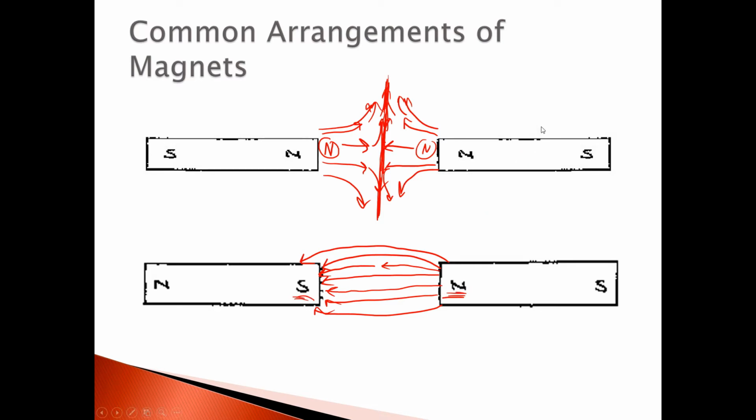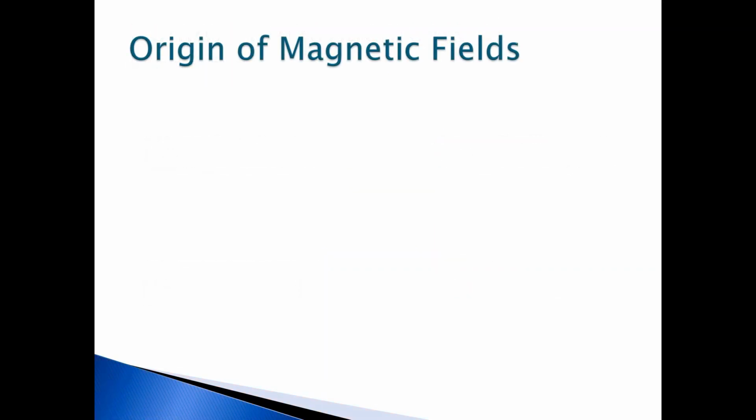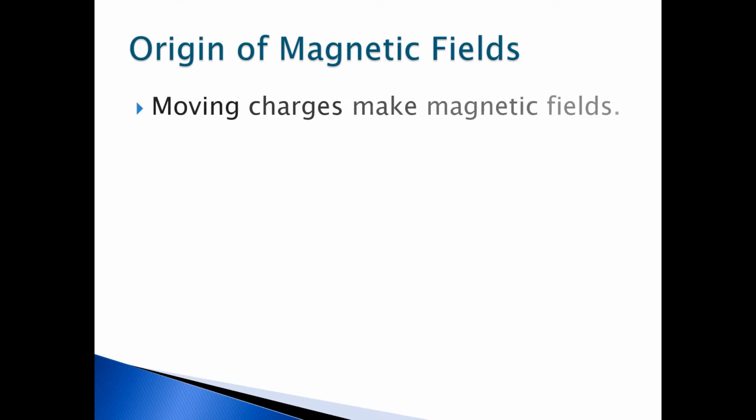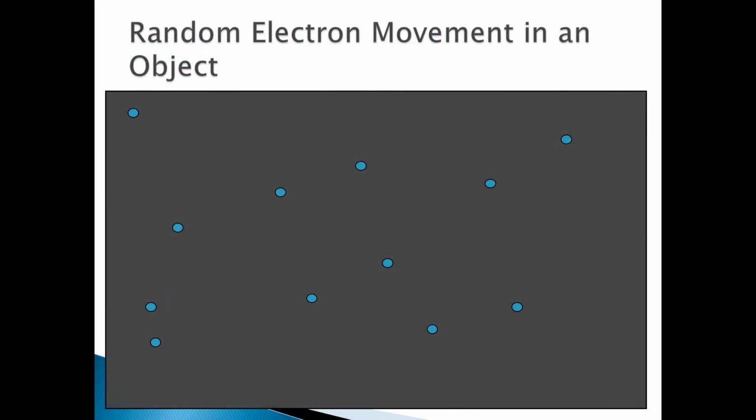Now, where do these magnetic fields come from? One thing we discovered while working with magnets and electricity is that a moving charge, for example an electric current, can actually generate magnetic fields. So any electric current will have a magnetic field around it. This is great if you want to create a magnet using electricity, because you just run a current and it'll create a magnetic field. Any amount of electric current will create a magnetic field.